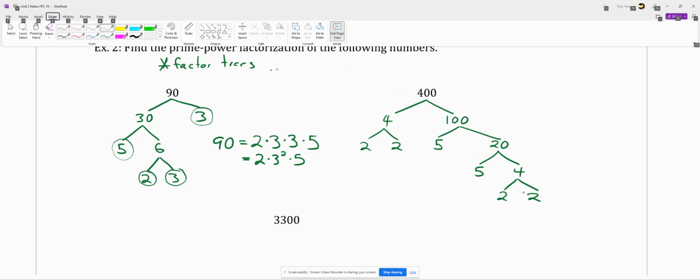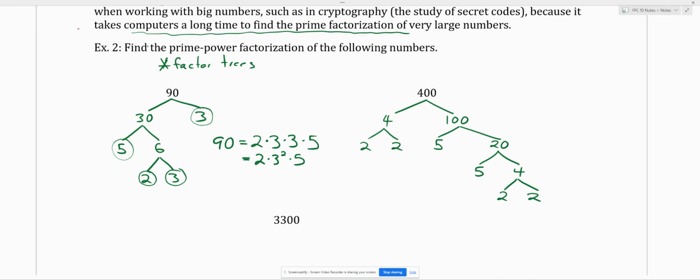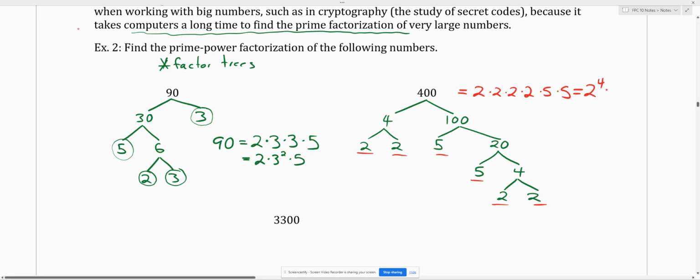And we can see, what do I have left? If I check all my numbers, yep, 2, 2, 5, 5, and 2 more 2s, those are all primes. So I'm ready to write my prime factorization, which is 2 times 2 times 2 times 2 times 5 times 5. But that's a long way of doing it. Let's use our exponents, which is 2 to the 4 times 5 to the 2. All right, two factor trees done.